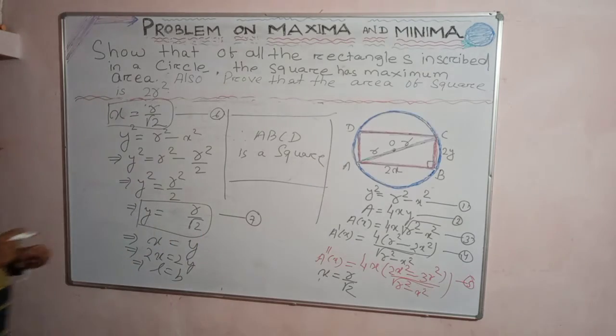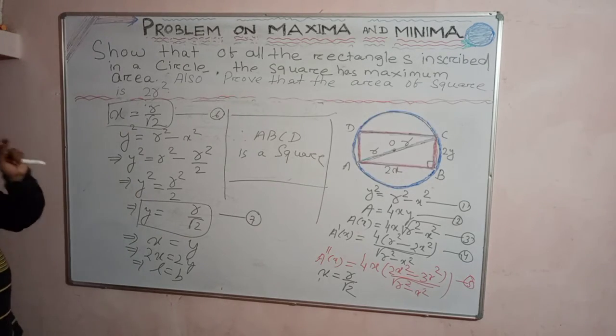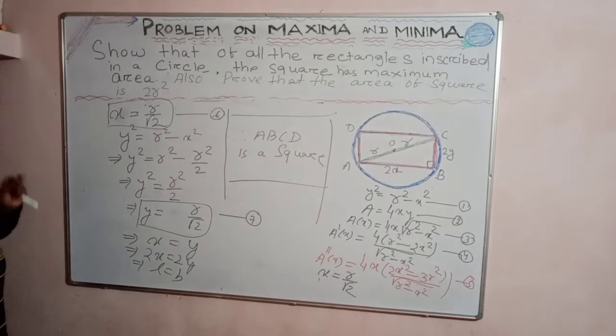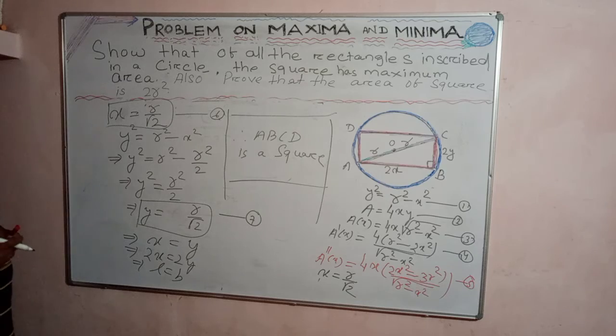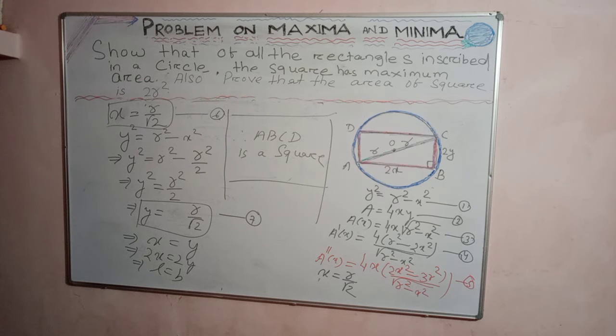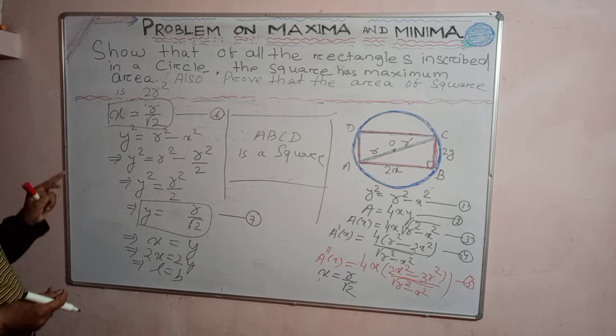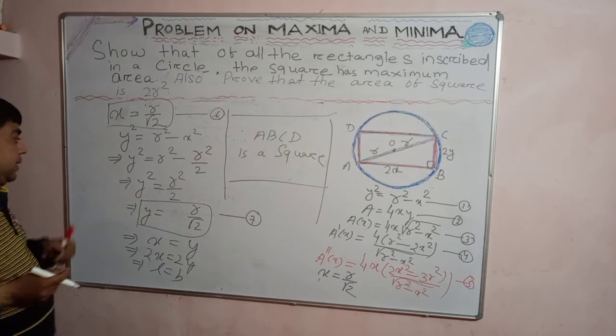So the maximum area. Already we have proved the rectangle has the maximum area, but this rectangle is a square. Only this is possible in case of a square. If we can inscribe the largest area inside a circle, then that rectangle must be a square. This is clear. Understand? So the first point you got is that the rectangle inscribed in a circle with the maximum area is a square. And second, you have to prove that the area of the square is 2r square.